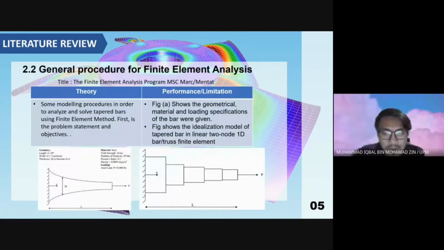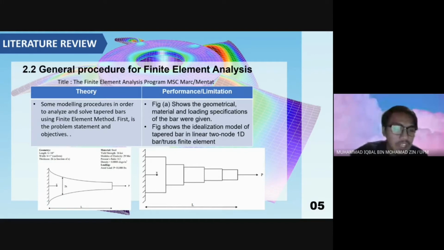Okay, thank you, Nazri. So I will continue with another part of the literature review, which is the subtopic of general procedure for finite element analysis. The journal that has been used is titled The Finite Element Analysis Program MSC Marc. From this journal, for the first part, it explains all of the procedures used for finite element analysis, and it is specified for a tapered bar. The first procedure is the problem statement and objective. The tapered bar subjected to an axial load will be analyzed to predict the distribution of stress and displacement in the bar. All of the parameters that we use are also stated in the figure.